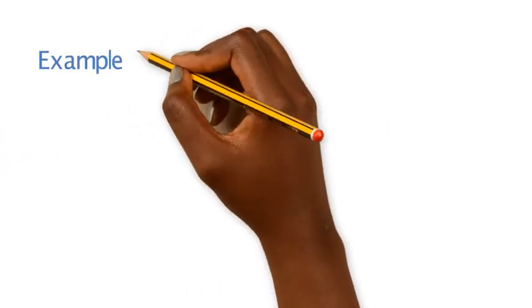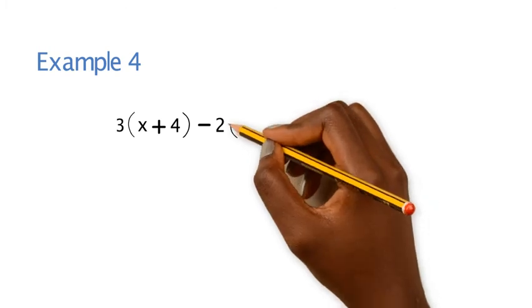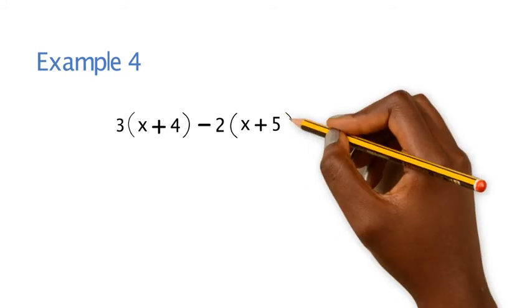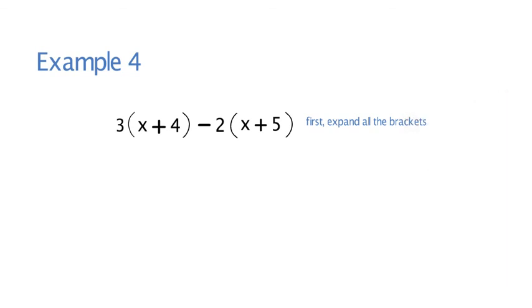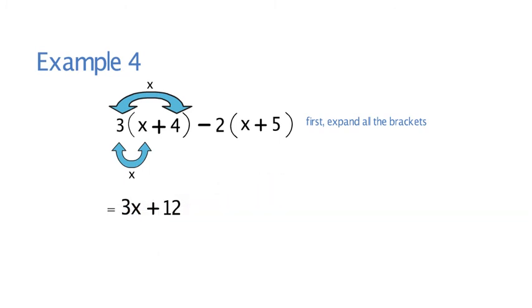Okay, now this last example is an example of where you would have to simplify and expand. So with these types of questions, it would tend to be involving two lots of brackets. So we'll go through this one now. So if you have 3 bracket x plus 4 minus 2 bracket x plus 5, first of all, expand the brackets like you normally would. So if we expand the first set of brackets, your answer would be 3x plus 12.